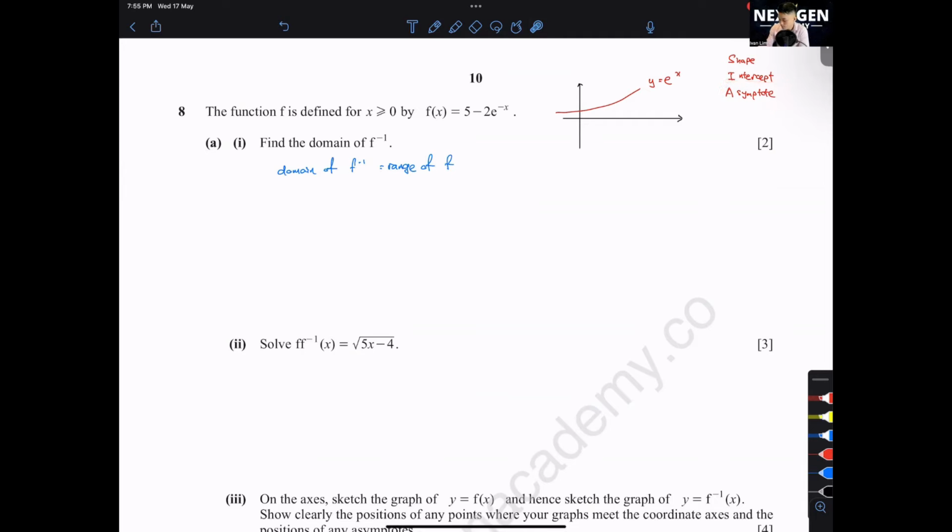So in this case, originally the intercept will be 1. Your asymptote will be y equals 0. Okay, you need to know this one. Your y equals 0 is above the graph again. Okay, so we go and sketch this out.